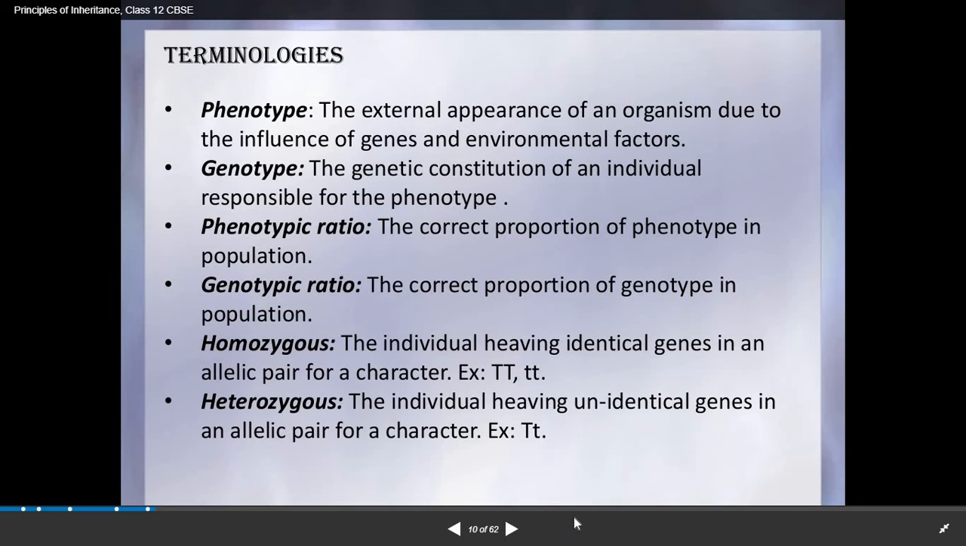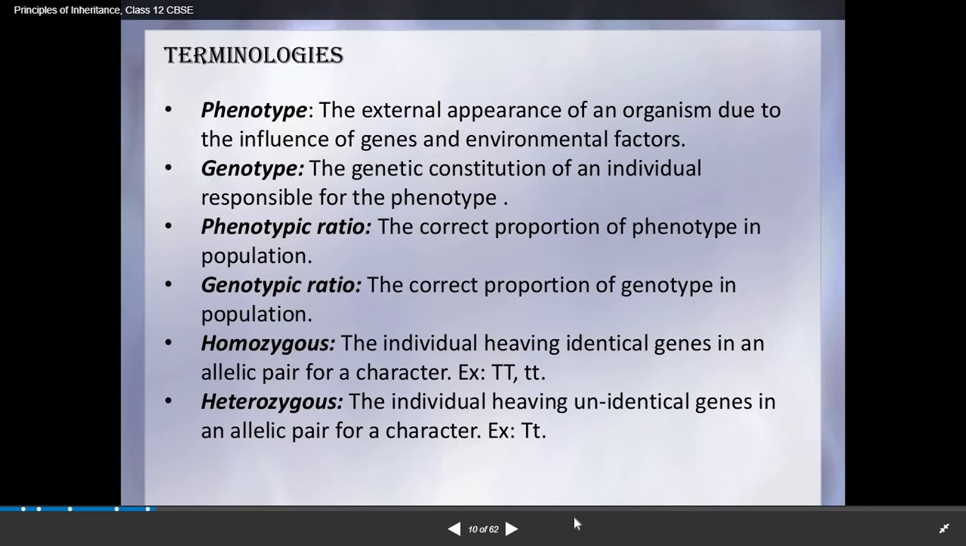The external appearance of an organism due to the influence of genes and environmental factors is known as phenotype. Phenotype means the outer physical appearance or the outer characters which we can observe in the plant or the flower. All of that is considered as phenotype.